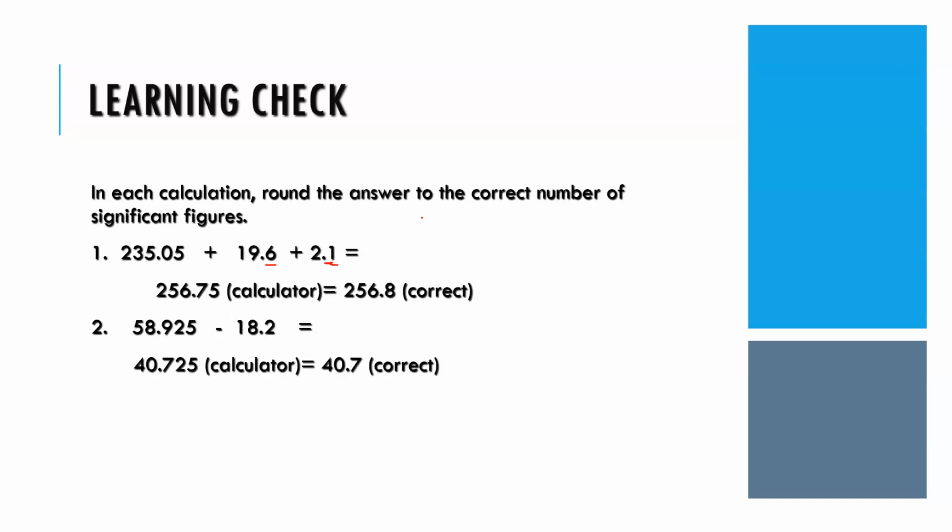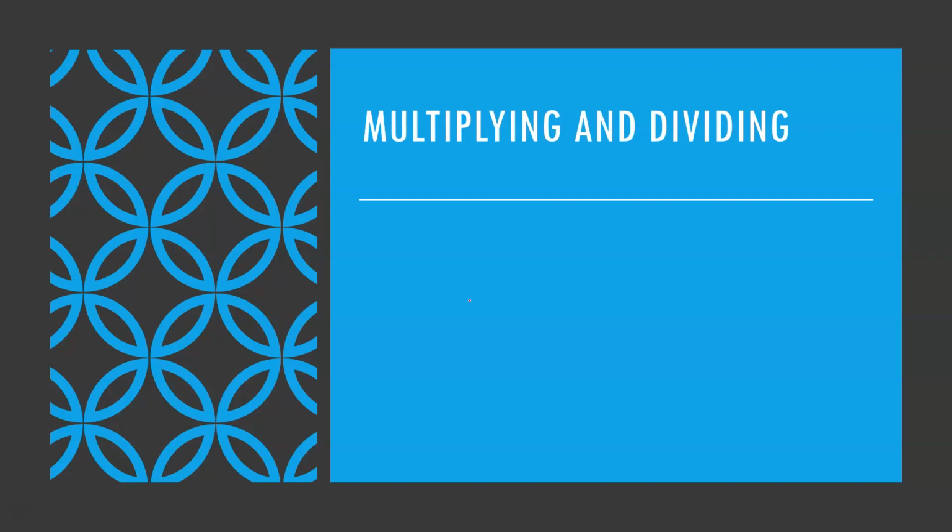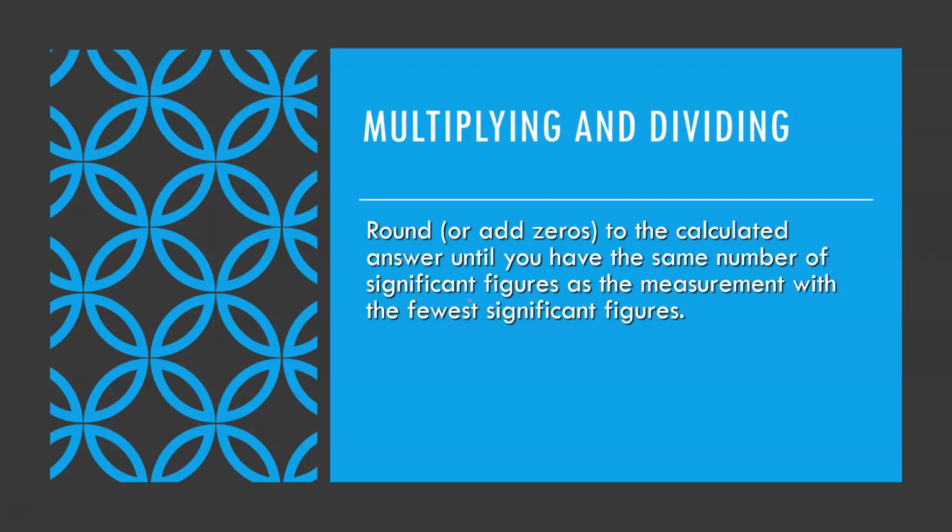For number 2, your calculator would have told you 40.725, but once again, we have a number that only has 1 decimal place, so the answer 40.7 would be correct. Now, multiplying and dividing is what we are going to do the most of in chemistry, so make sure you pay special attention to this as you're going to be using it a lot.